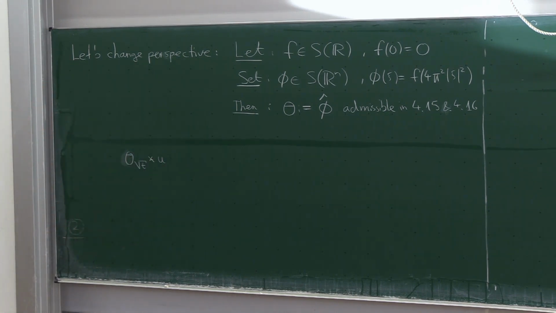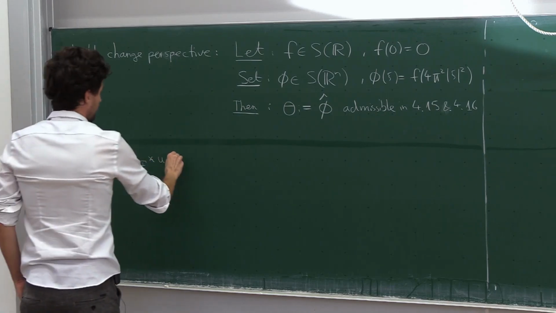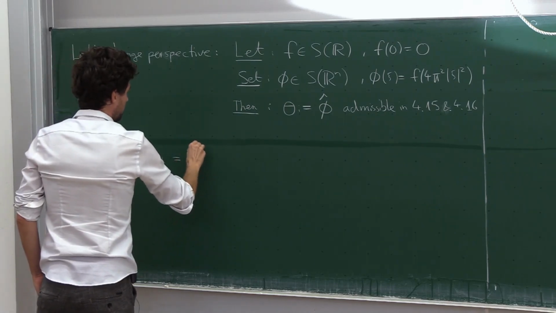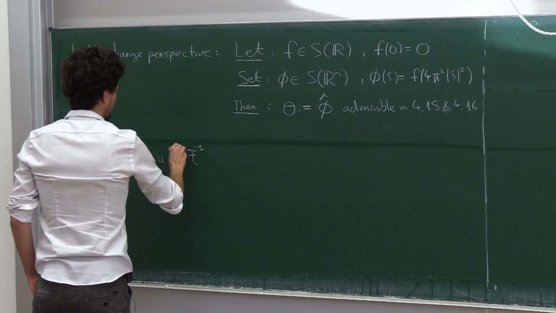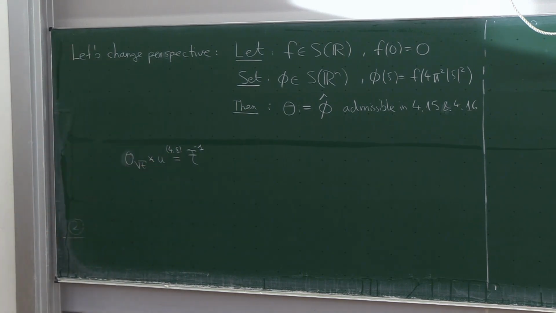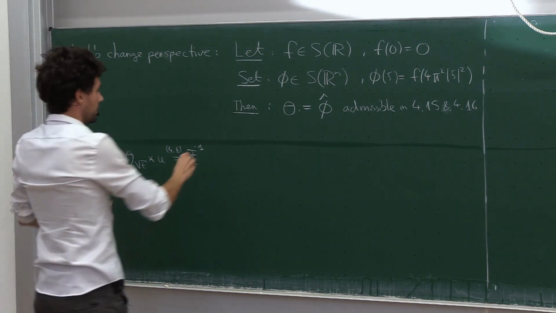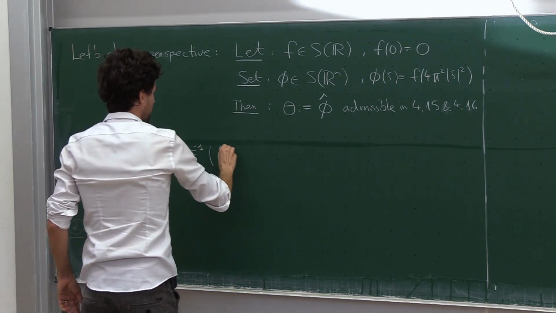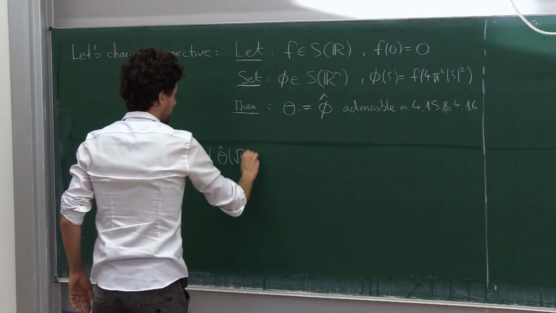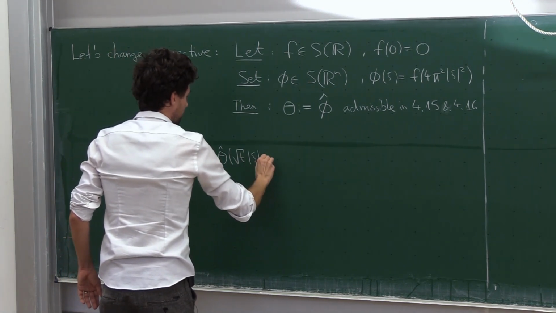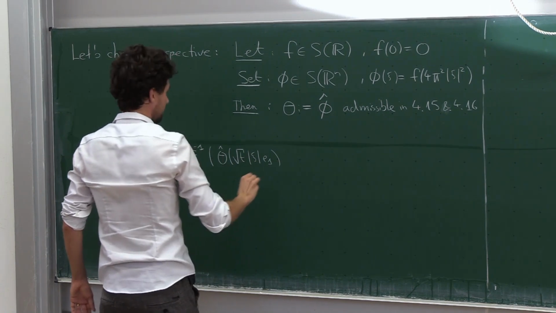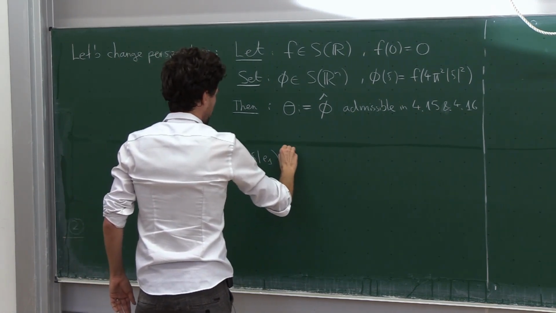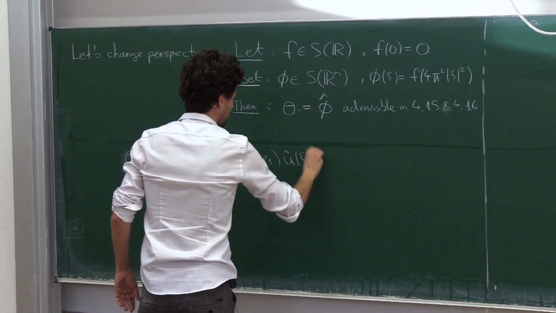So for example, this guy is the inverse Fourier transform of its own Fourier transform. I erased it, but you remember that we calculated the Fourier transform of this. And the Fourier transform was theta hat of square root of t xi e1 times u hat of xi.